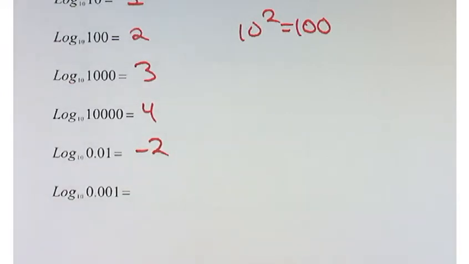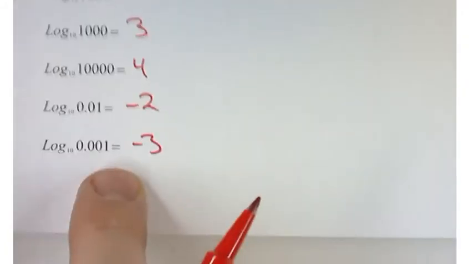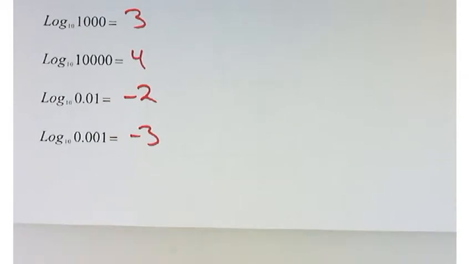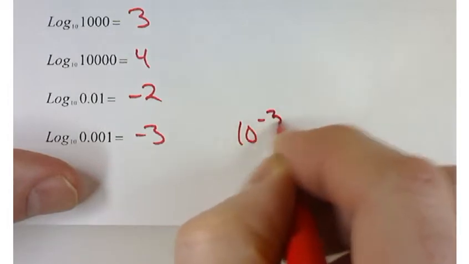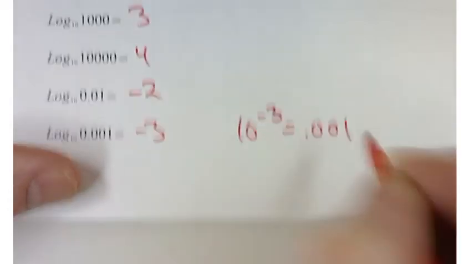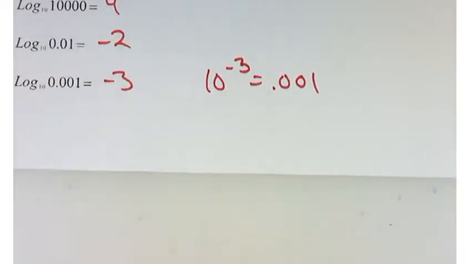How about the log of 0.001? -3. Somebody do me a favor and write that one using exponents. Equivalently speaking, what would that be in exponents? All right. 10 to the -3rd is 0.001. Does that make sense? Does that look right?